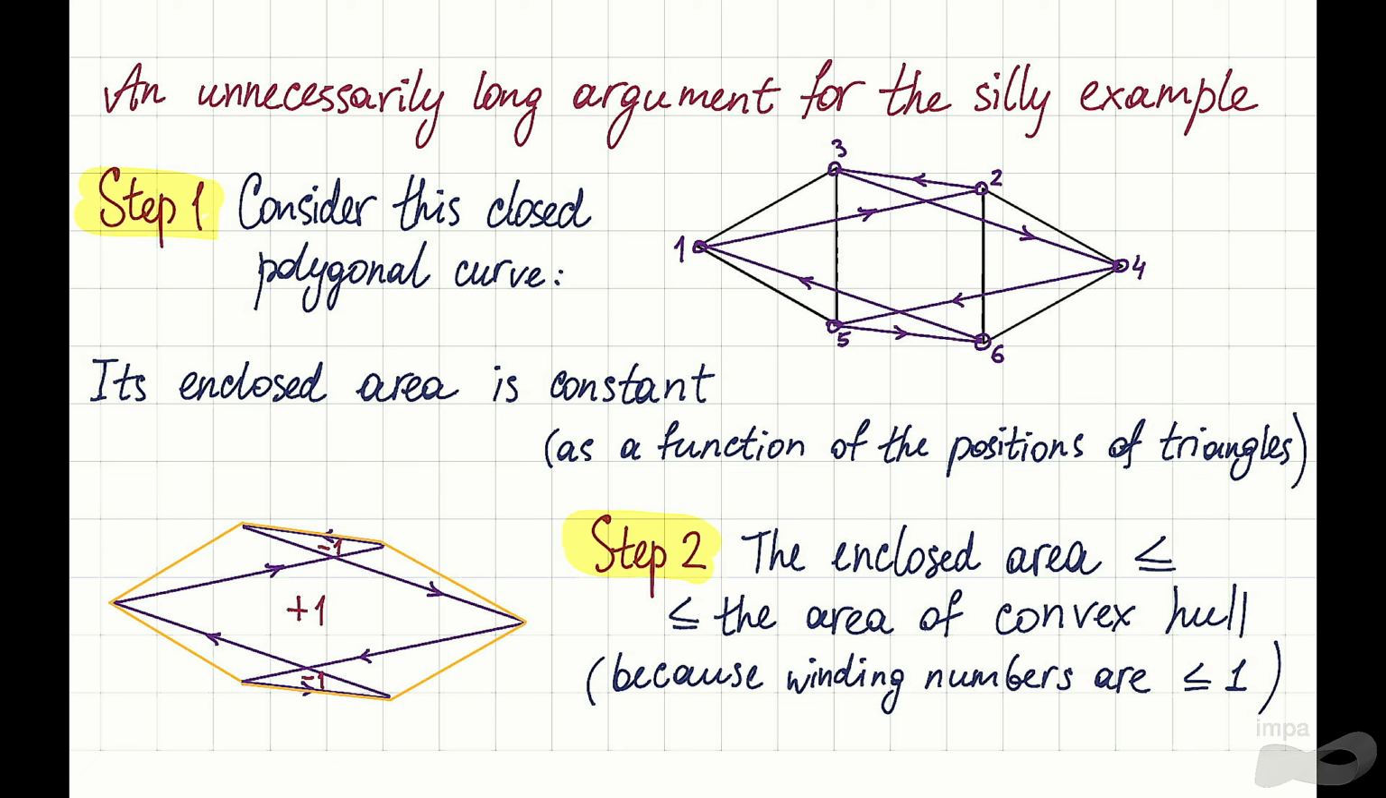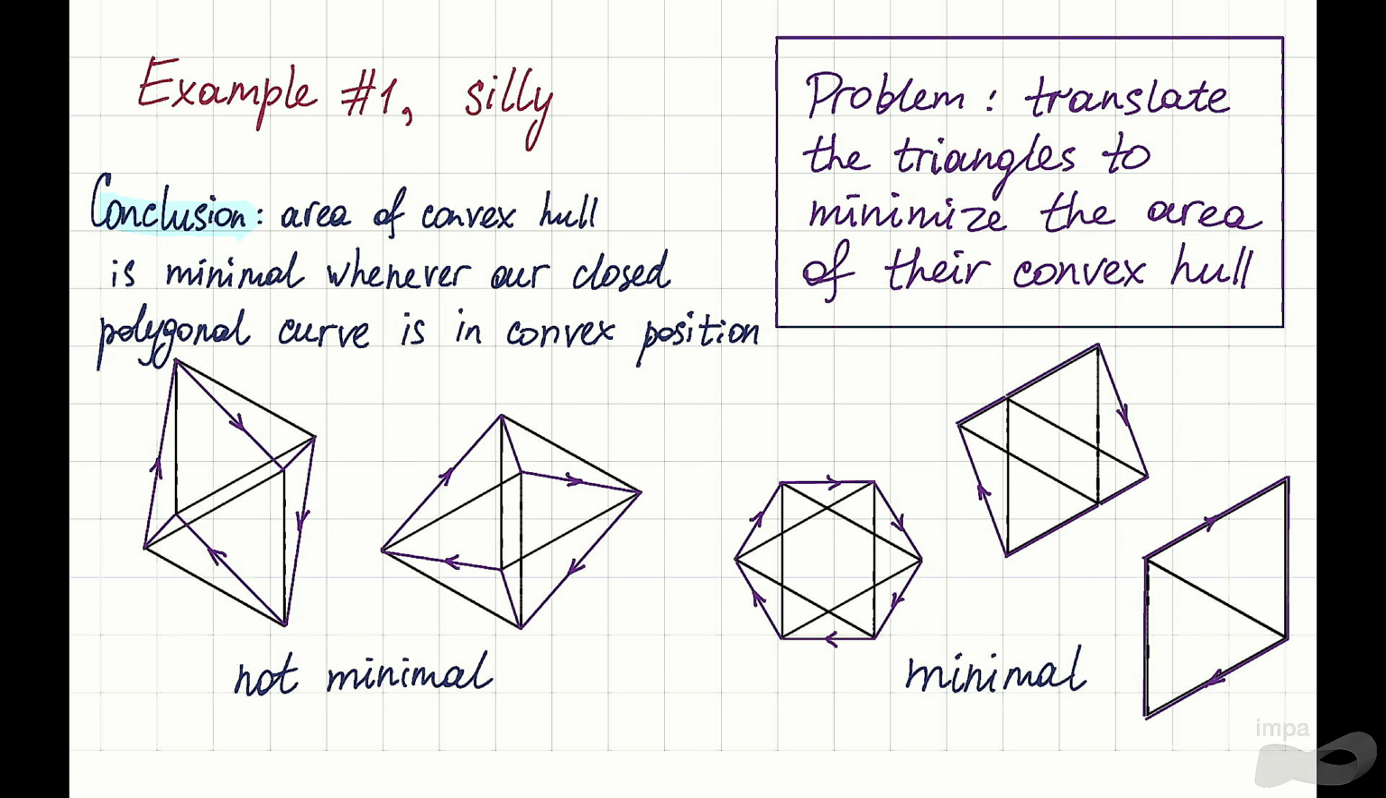So in general, this is not an immediately obvious statement, because you can imagine a closed curve which winds around the same region many, many times, and then the enclosed area will be a multiple of the area of the convex hull. So you have to say something. In this particular case, you can convince yourself it's true. In more general cases, you need some argument here, which I'm going to omit, because the example is silly.